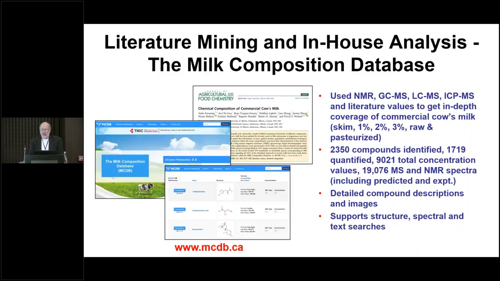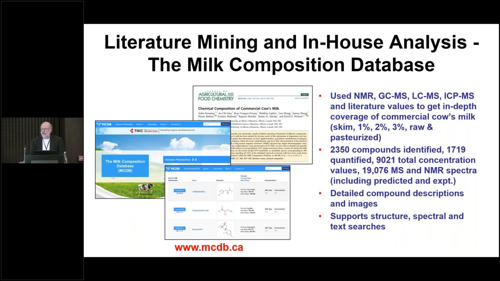We've not only analyzed wine and beer, we've been looking at milk. It characterizes a variety of different compositions of milk. This is commercial cow's milk, not breast milk or goat's milk, but specifically cow's milk. Interestingly, 2,300 compounds have been identified. About 70% of them have been quantified. We have a bunch of different concentration values for different forms of milk. And then we've also got MS and NMR spectra.